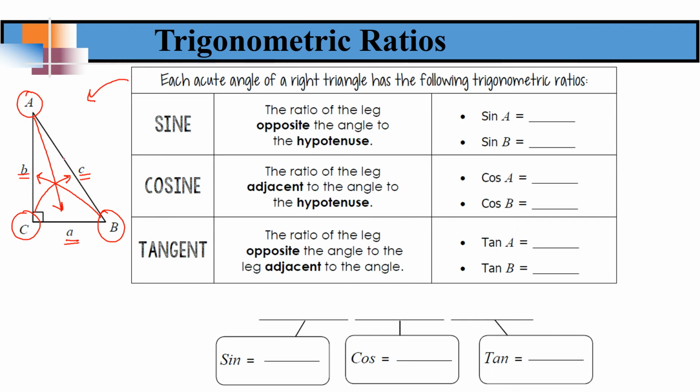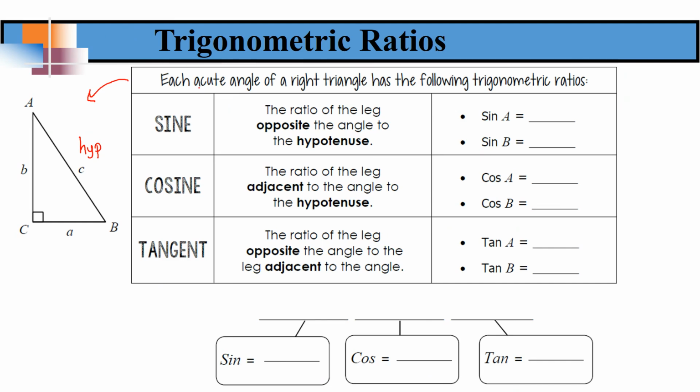Now that side c, as you think about Pythagorean theorem, a squared plus b squared equals c squared, that tells us that this side is the hypotenuse. Now, let me just erase some of those markings because we will need to mark this up a little bit differently in a moment, but that's an important thing to remember. Let's go ahead and look at the definition up here.